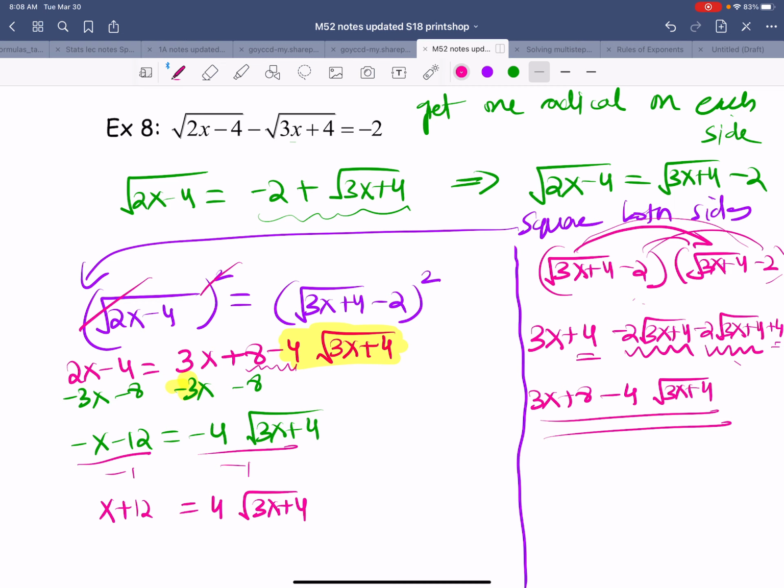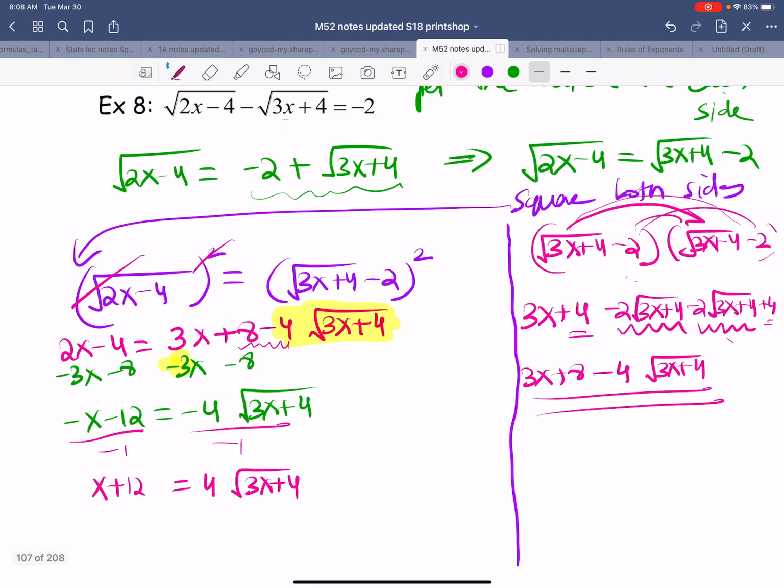There's more steps involved. Once my radical is alone, at this point, you might say, hey, your radical is not alone. You have the 4 sitting in the front. I can go ahead and divide both sides by the 4 and deal with the fraction on the left-hand side, or I can just leave that 4 over there. That's totally fine too. I'm going to square both sides. So square and square.